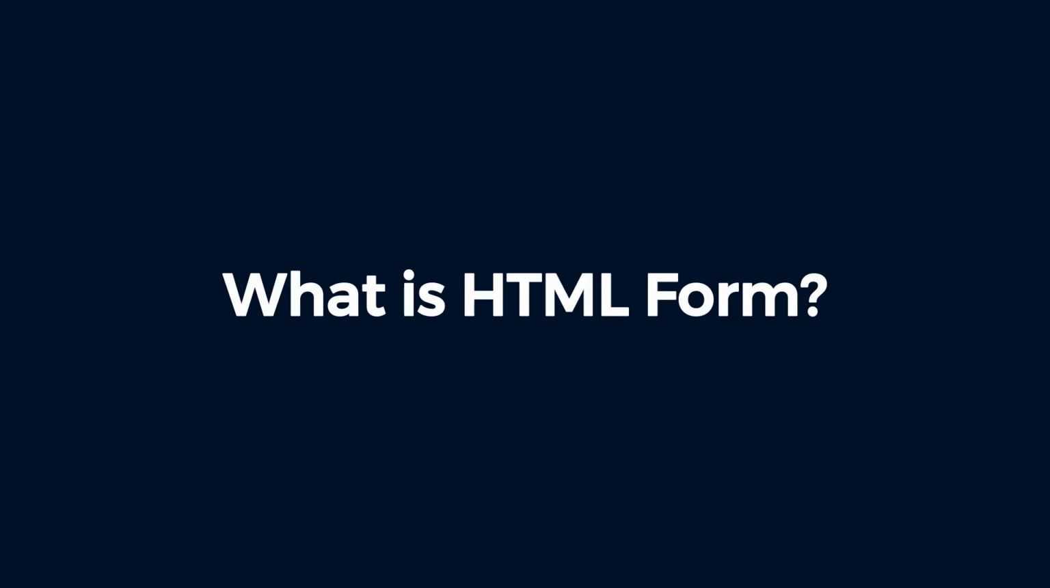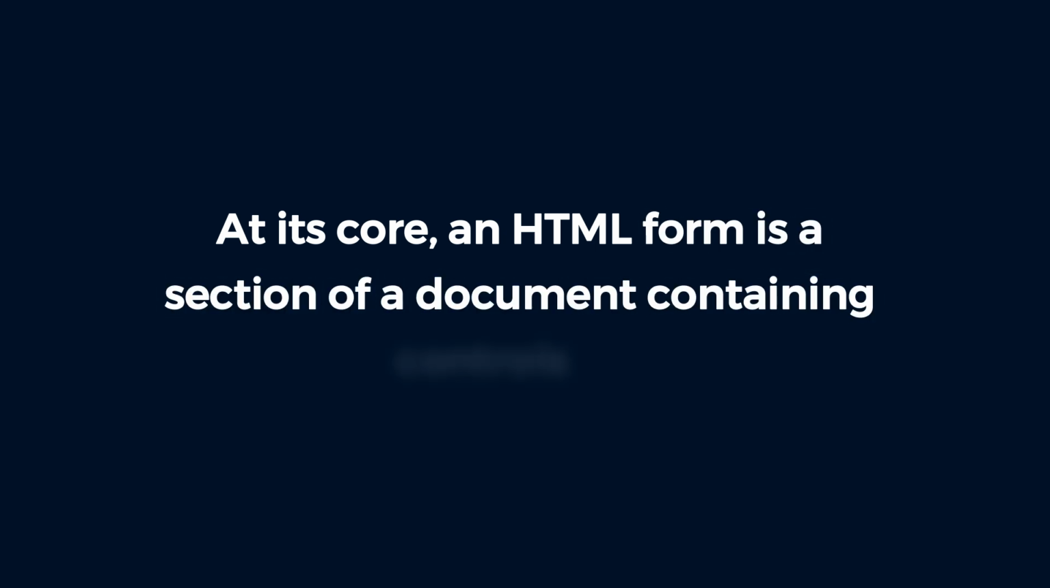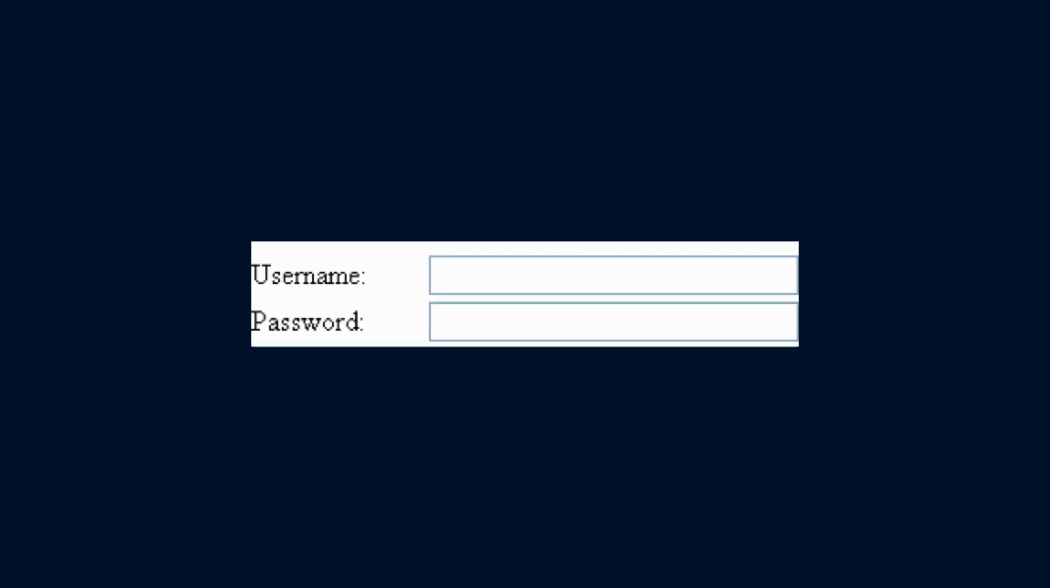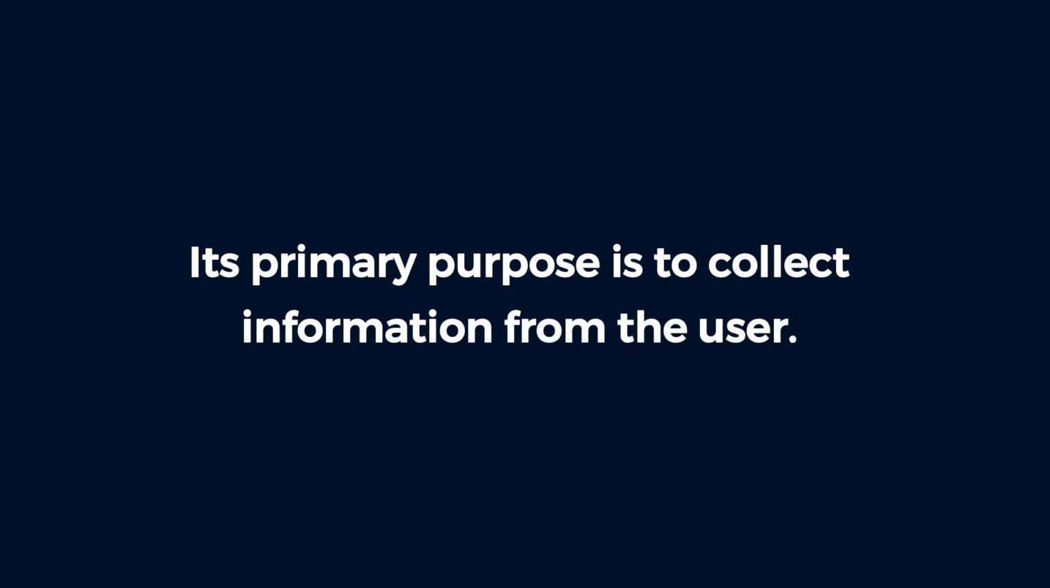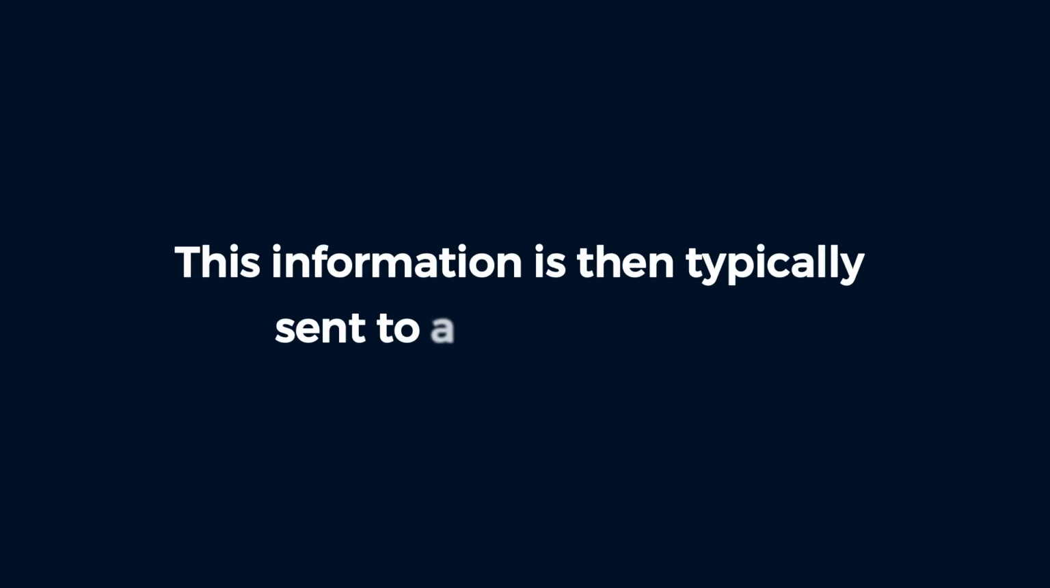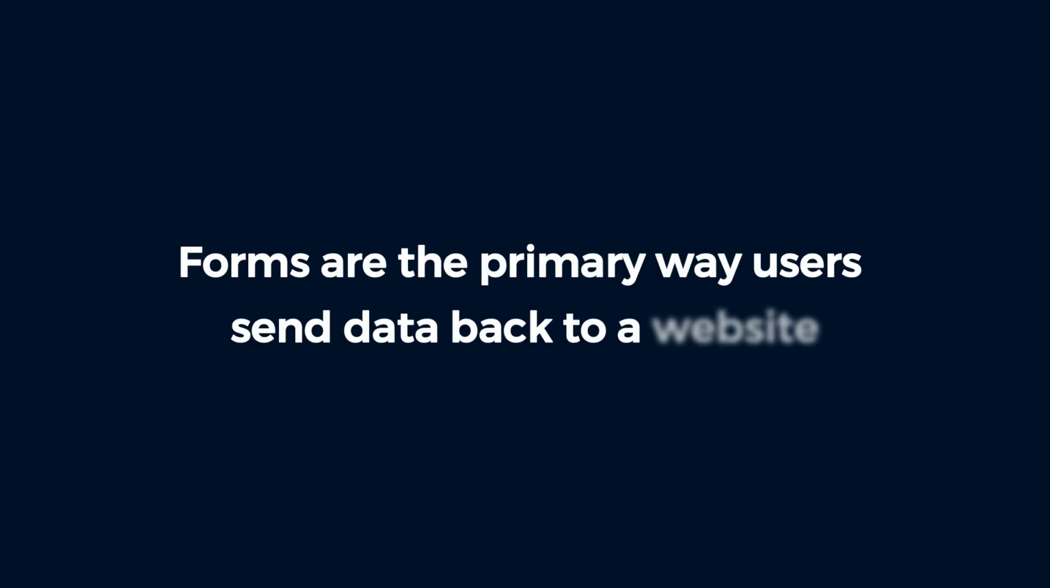So, what exactly is an HTML form? At its core, an HTML form is a section of a document containing controls like text fields, password fields, checkboxes, radio buttons, and submit buttons. Its primary purpose is to collect information from the user. This information is then typically sent to a web server for processing. This could mean storing it in a database, like user registration, sending an email, like a contact form, or using it to filter search results. Forms are the primary way users send data back to a website, making them absolutely essential for interactive web applications.